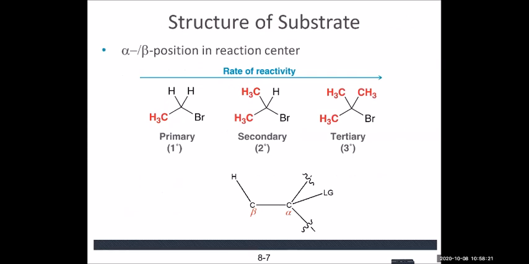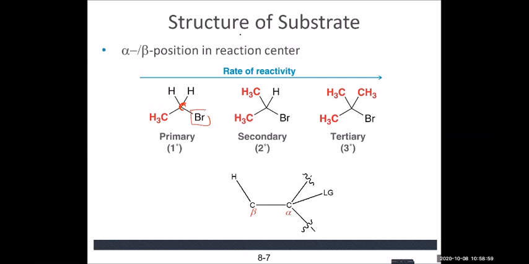Before I move on, a quick review of primary, secondary, tertiary. It depends on the carbon linked with the functional group. The carbon linked with the functional group of interest we call the alpha carbon. And depending on how many beta carbons are on this alpha carbon, we have primary, secondary, or tertiary, just like we did before.